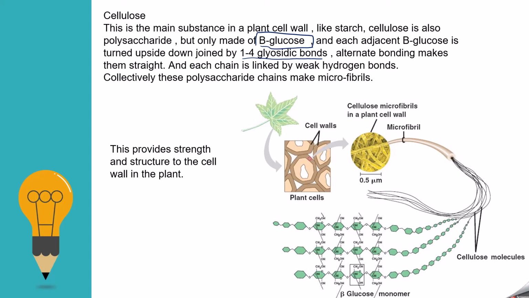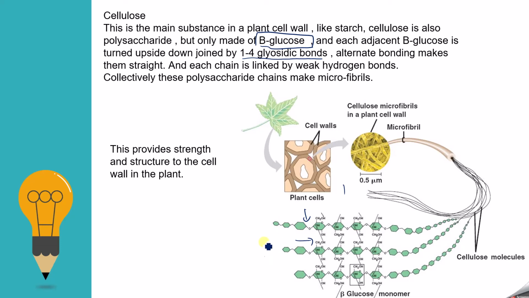And yes, you do need to know specifically that this is 1,4 glycosidic bonds, as it's also mentioned on certain mark schemes. Alternate bonding makes them straight, so as we saw before, there wasn't really alternate bonding in amylose. As a result, it was all coiled up, but here they're all straight, and that's because it's inverted each time. Each adjacent monosaccharide, beta glucose, is inverted, and each chain, as we can see here, is linked by weak hydrogen bonds. So if you're taking chemistry A-level, you should know what this is. And collectively, these polysaccharides make microfibrils.